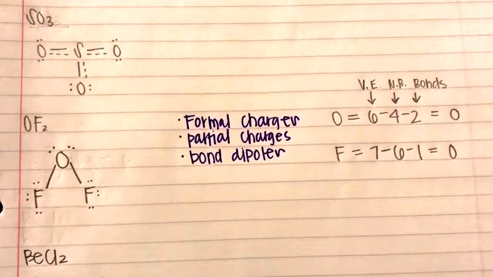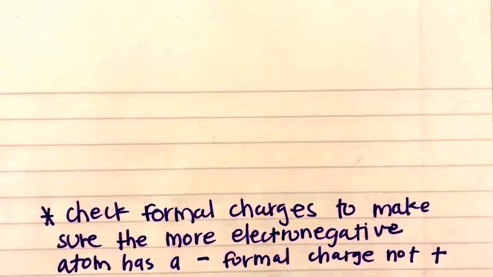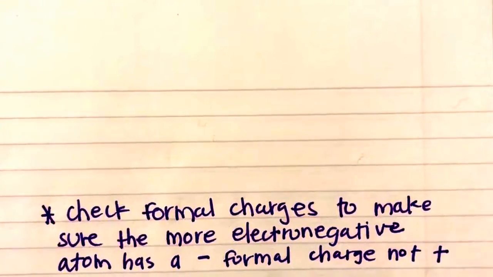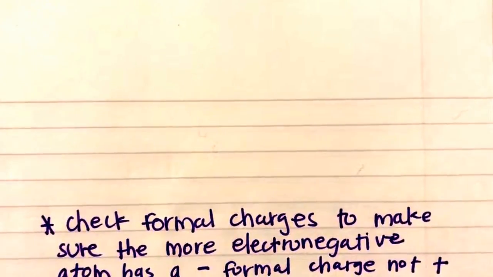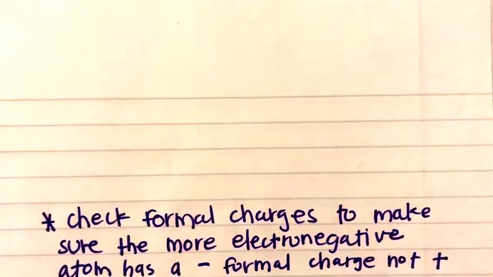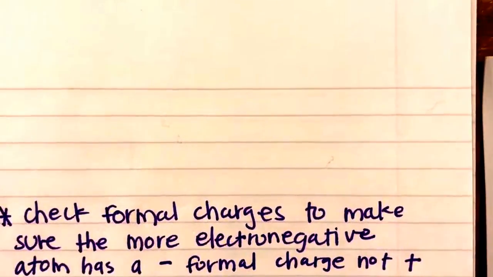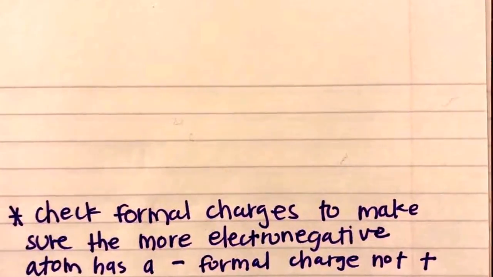An important thing to note when doing formal charges, you want to make sure that the more electronegative atom has a negative formal charge and not a positive formal charge. And this is for if the formal charge is not 0. Ideally, you would want 0 formal charges for every atom.